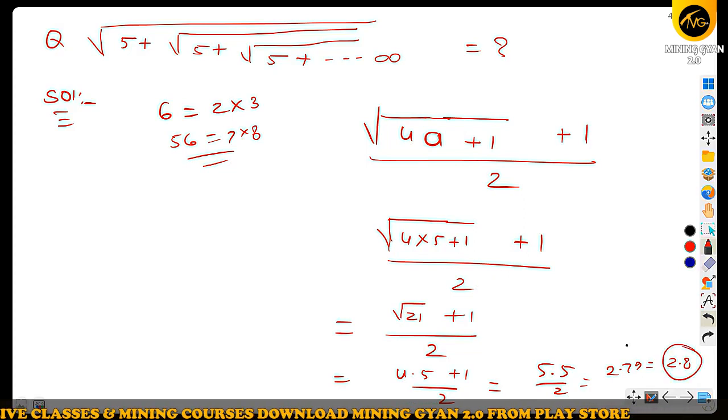It totally depends on the available options. If there is a 2.79 or 2.8, we can write down 2.8, or approximately 2.8 is the answer. Now this is the traditional method, but we have a shortcut method to find the answer to this type of question, because we do not have enough time in the examination. Then we can follow the basic shortcut formula or shortcut method.